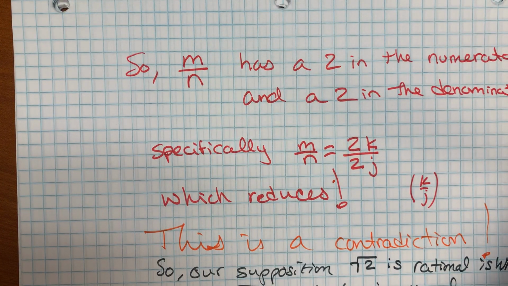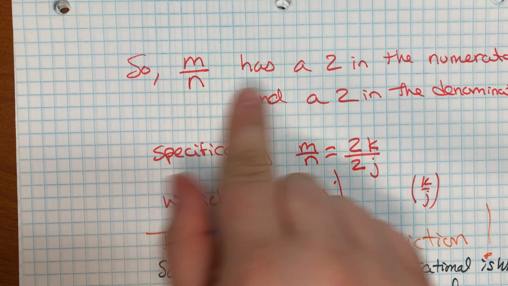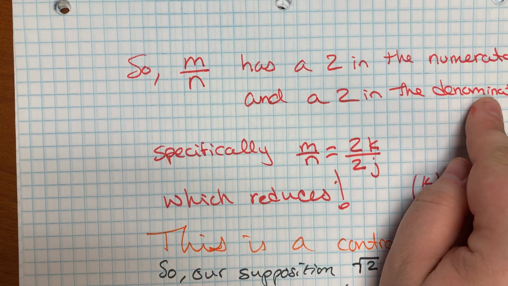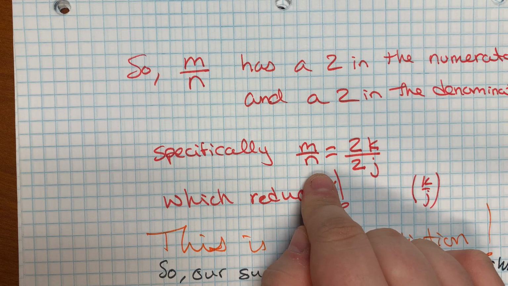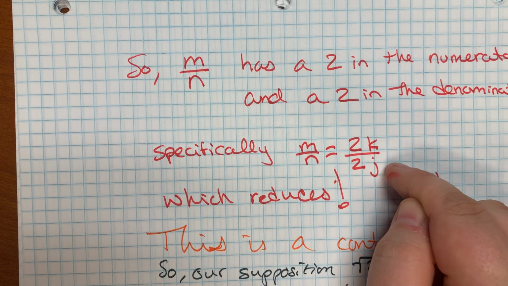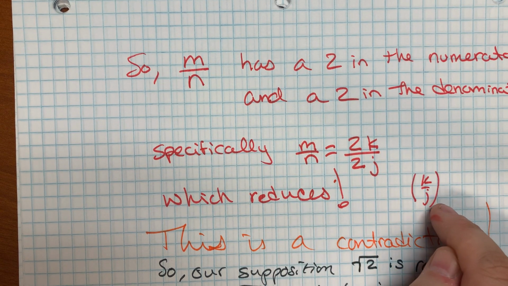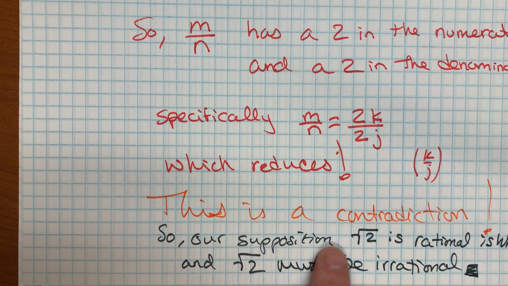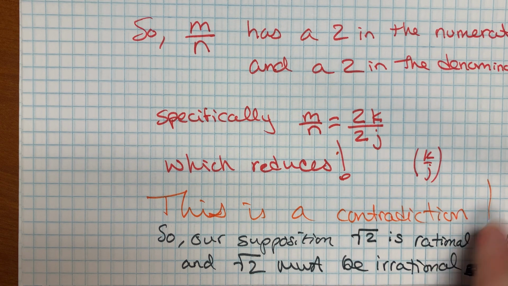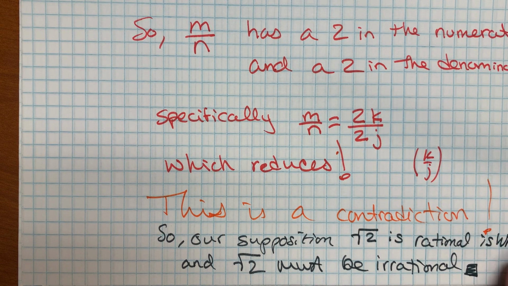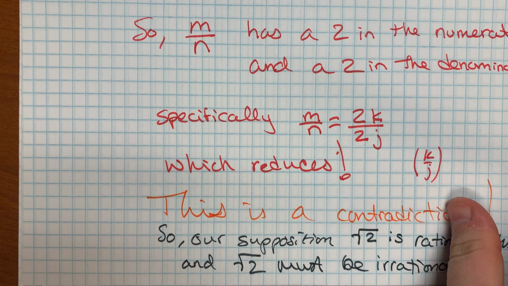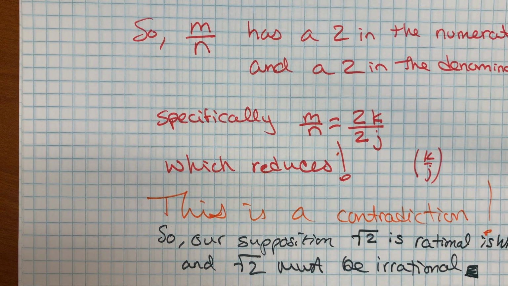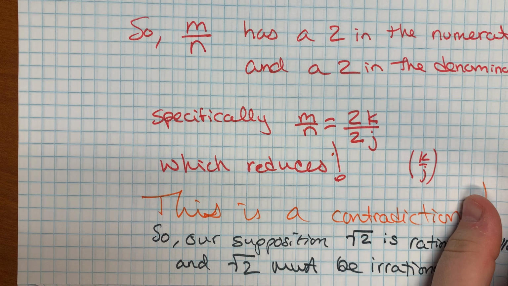But what happens when we do that is that m and n both have a 2 in the numerator and a 2 in the denominator, because specifically m over n is 2k over 2j. But that reduces, specifically reduces to k over j. But that's a contradiction. So our supposition that the square root of 2 is rational on our very first line is wrong, and the square root of 2 must be irrational. And now you could repeat that proof for the square root of 3, the square root of 5, the square root of 6, the square root of 7, and so on and so on.